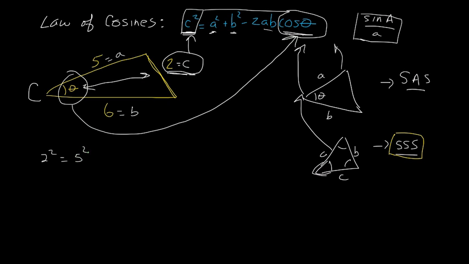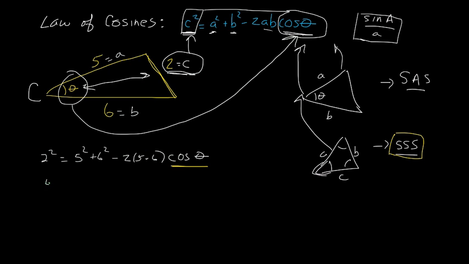So 5 squared plus 6 squared minus 2 times the product of the other two sides, which is 5 times 6, times the cosine of the angle we're looking for. So now we only have one piece of information, this cosine. That's the only piece of information we don't have. Everything else we have filled in so we can solve.